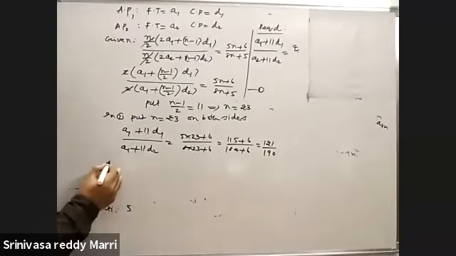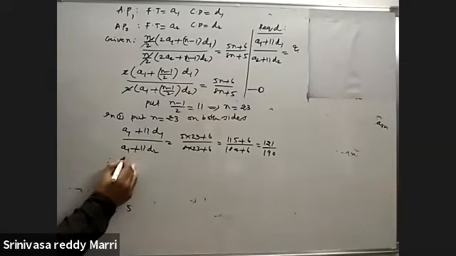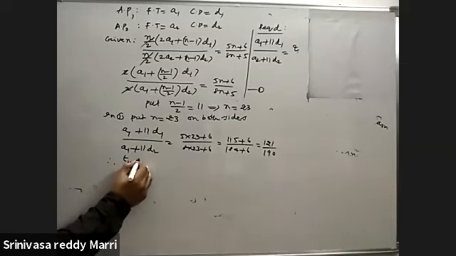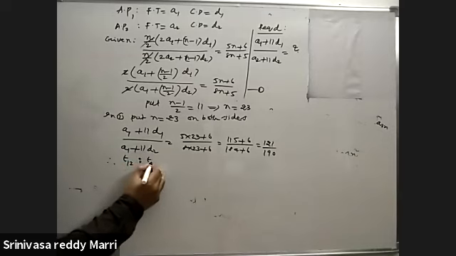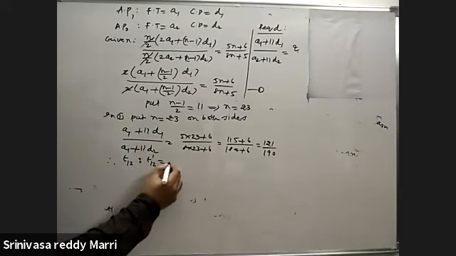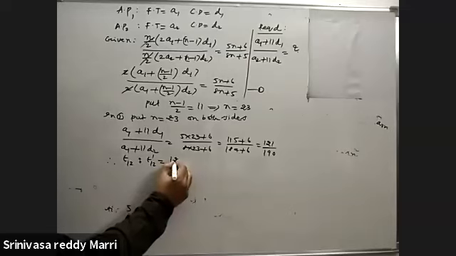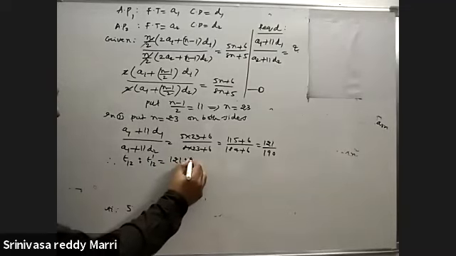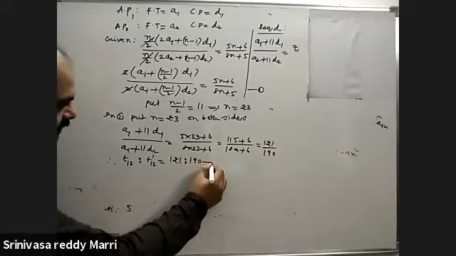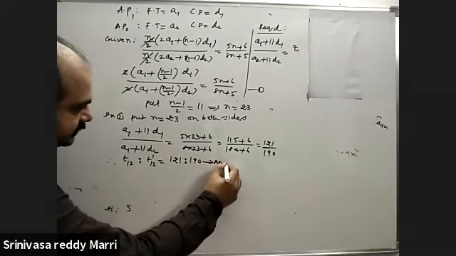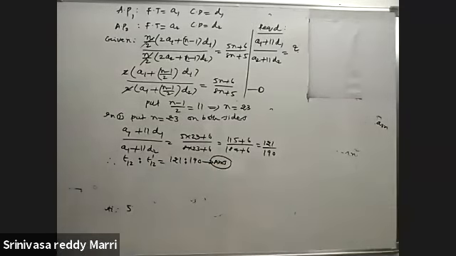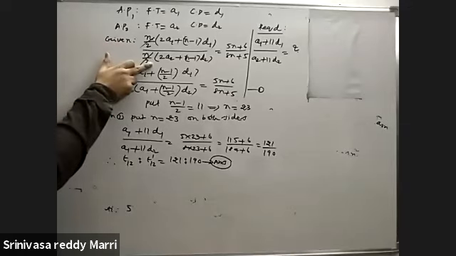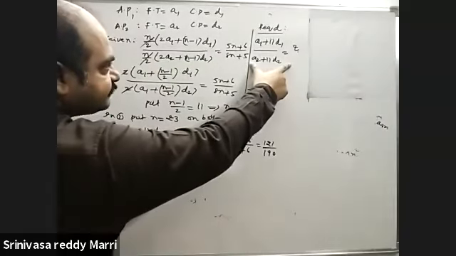That is the ratio. Therefore, this is nothing but T12 of the first AP and, let us say, T12 dash of the second AP. What is the ratio? 121 is to 190, which is the answer. Like that, whatever is given, you write whatever the required is.